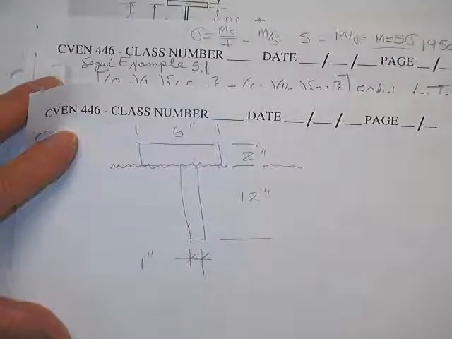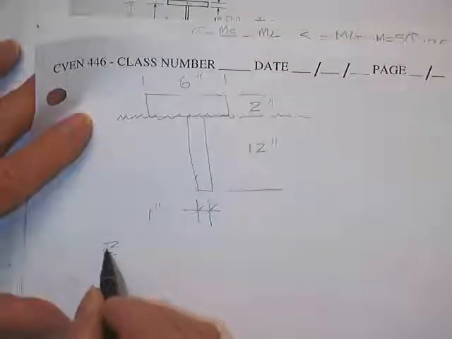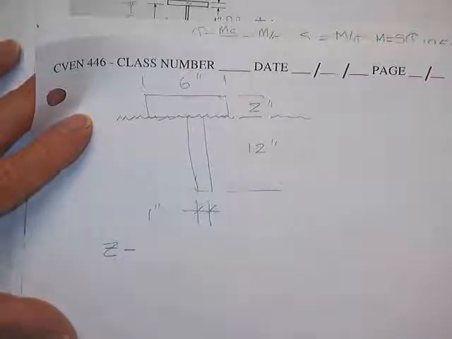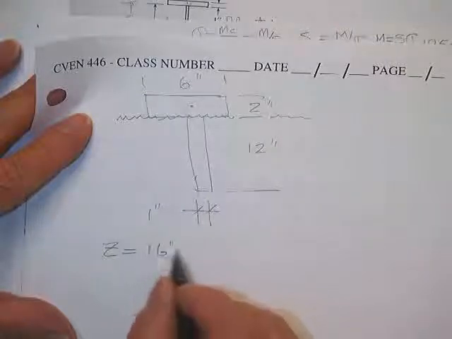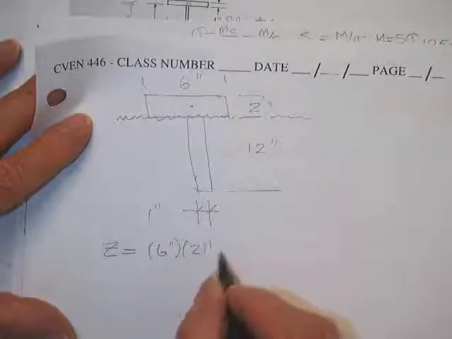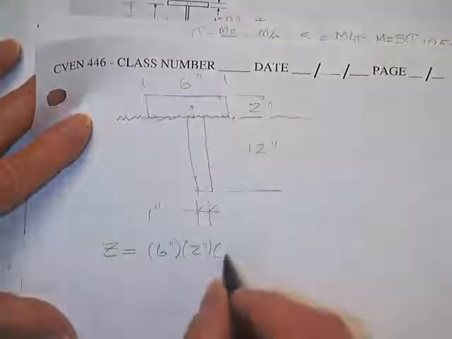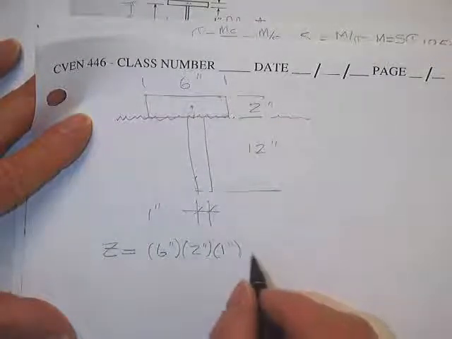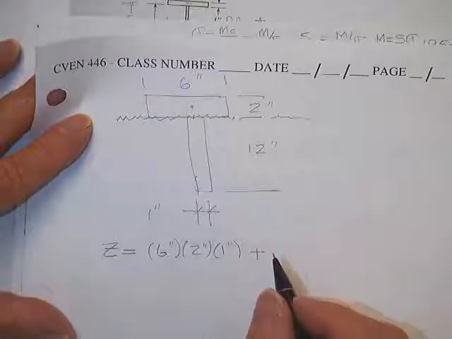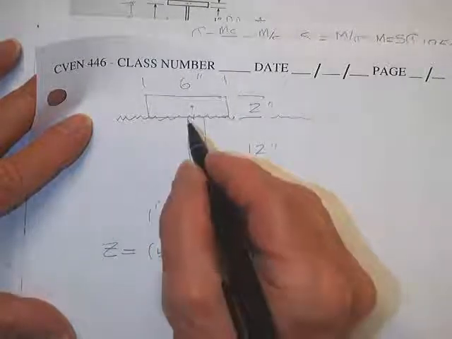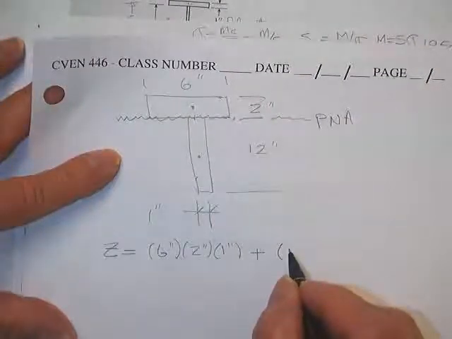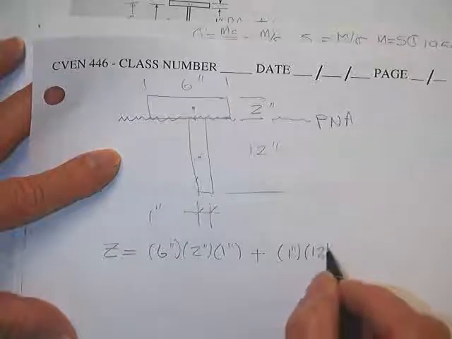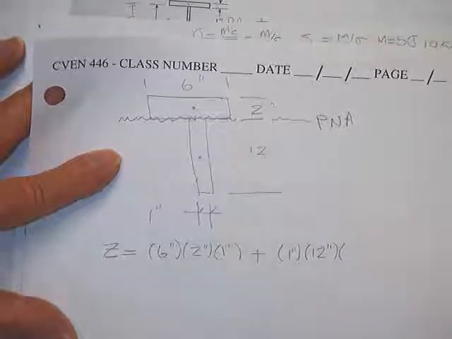Because here on the top is 12 times 2, and the area on the bottom is 12. This is Z for that shape. You can do it his way. You can find centroids of things. Z is equal to 6 inches times 2 inches times 1 inch. That's for the top. Now, the bottom doesn't look like the top, but it's the same idea. It's how far it is off of the plastic neutral axis. It's 1 inch wide, it's 12 inches deep, and how far is its centroid from the plastic neutral axis?